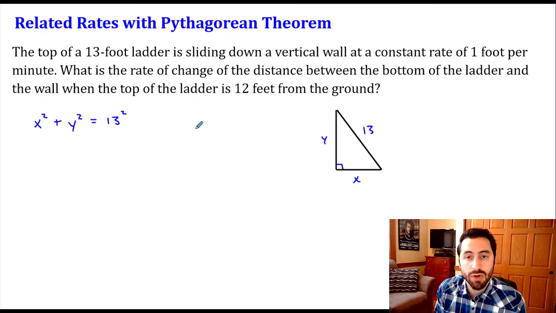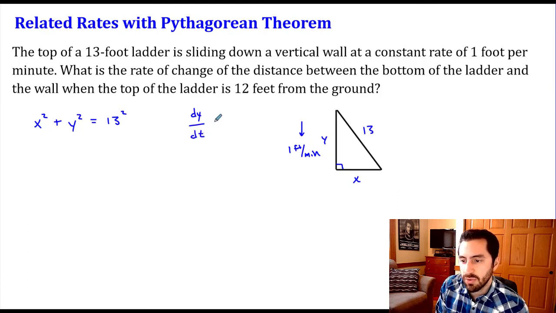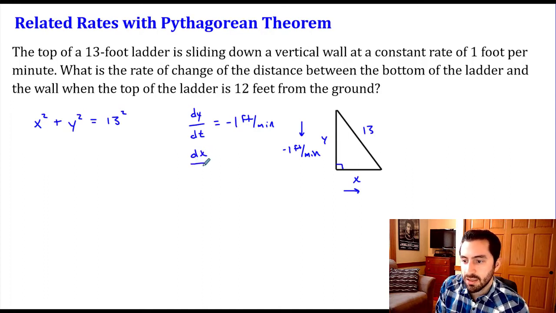Now let's also think about our rates of change and what else we know. We are given that the top of the ladder is sliding down the wall at a rate of 1 foot per minute. That rate of change is our change of y with respect to time, the derivative of y with respect to time. Because it's moving down the wall, we're going to express that as -1 foot per minute. What we want to find is how fast x is moving away from the wall. So what we're looking for is dx over dt.